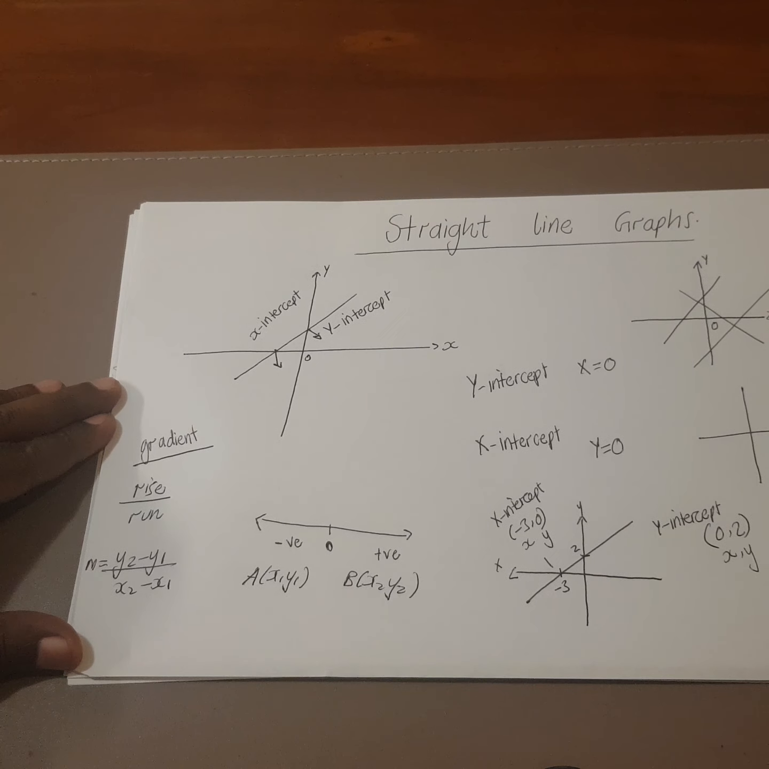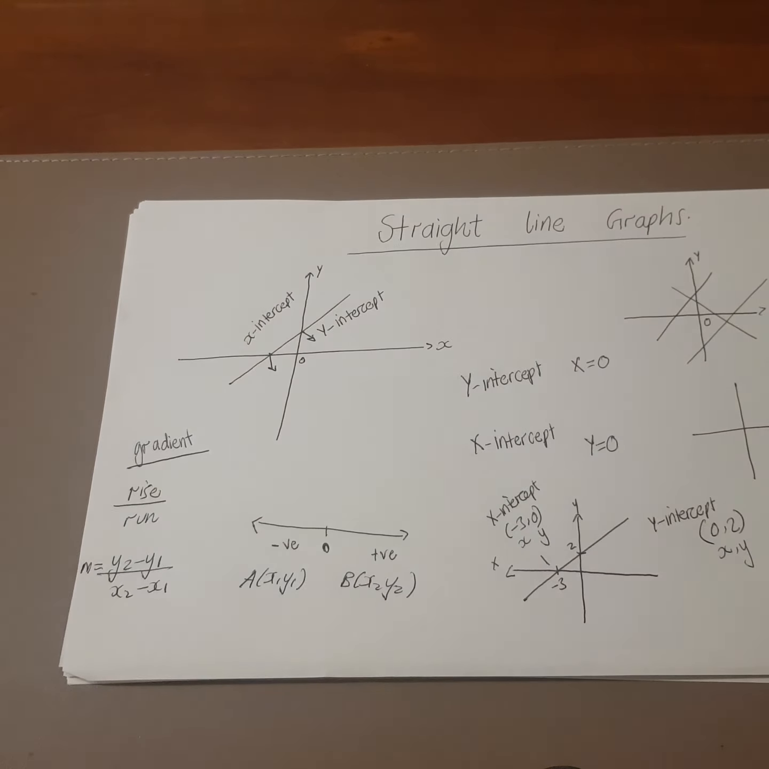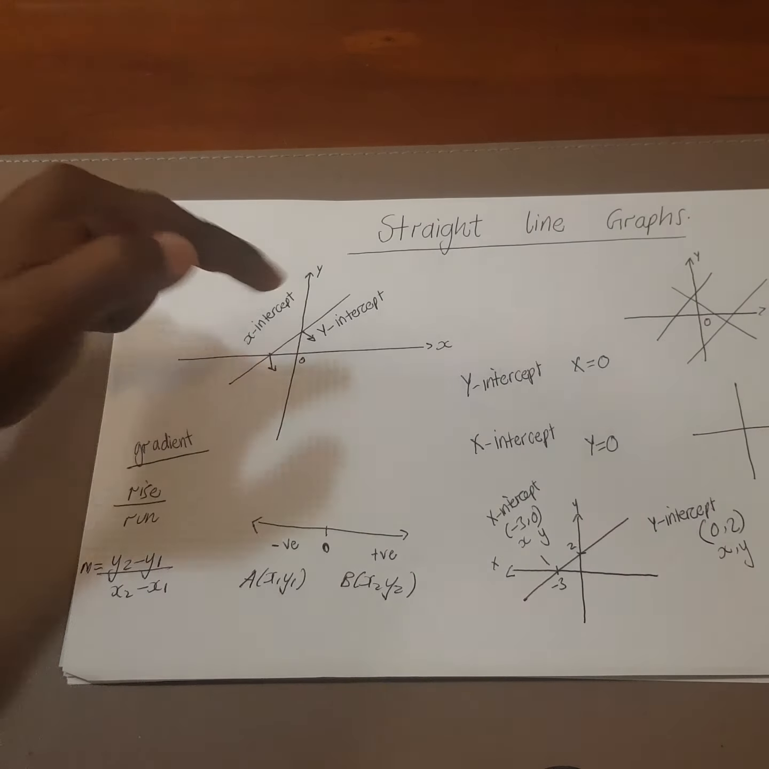So I just wanted us to understand 3 basic points. One is your y-intercept, where the line cuts your y-axis, and at that point the value of x is 0. The other point is your x-intercept. At that point the line cuts the x-axis and the y-coordinate is 0. And the next point is the gradient, which is y2 minus y1 over x2 minus x1. Suppose you have 2 points, (x1, y1) and (x2, y2). Your gradient is going to be y2 minus y1 over x2 minus x1.